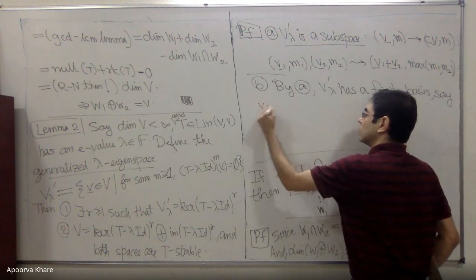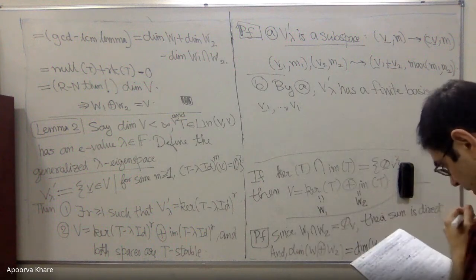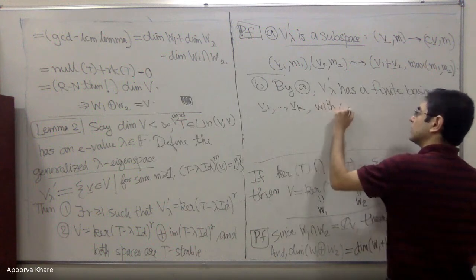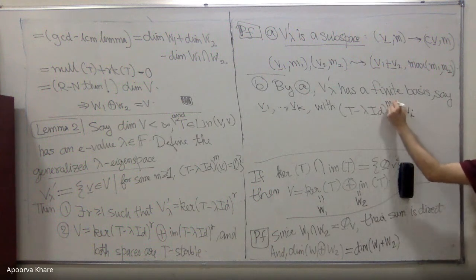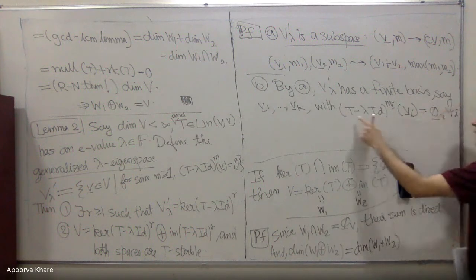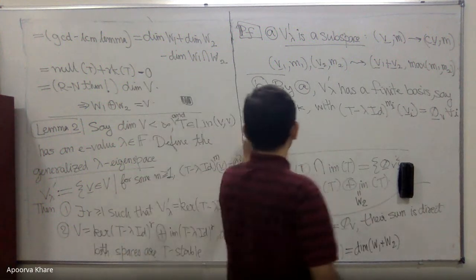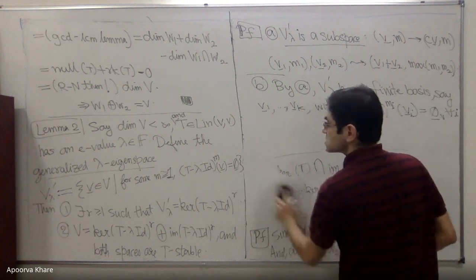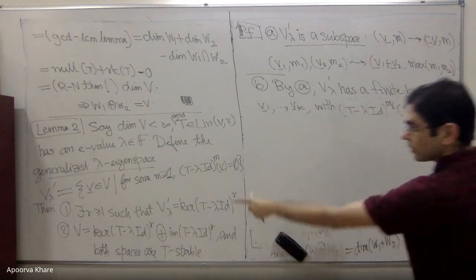Say v1, v2, ..., vk, with (T minus lambda identity) to the mi of vi equals 0 for all i. But then you see, if it's killed by mi, then it's killed by the max of the mi's, which is the same power for all of them. So let me just set r equals max of mi. So that is the statement of the lemma.